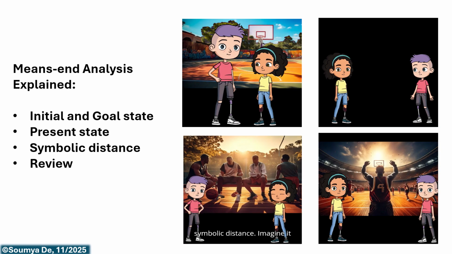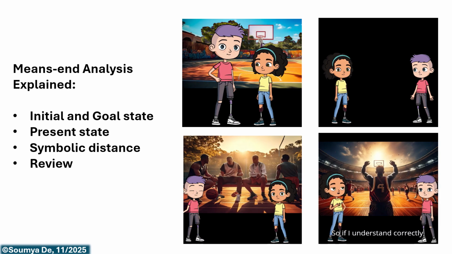Now, let's talk about symbolic distance. Imagine it as the gap between where we are right now, the present state, and where we want to be, the goal state. Kind of like the distance on the court between us and the basket when we're setting up a play? Exactly. That distance represents the effort and strategy needed to bridge the gap. Sometimes it's a long way, meaning there's a lot to work on, and sometimes it's just a short sprint. So, by understanding the symbolic distance, we can figure out the steps needed to move closer to winning the game. Right on. It's all about planning the right moves to close that gap efficiently.